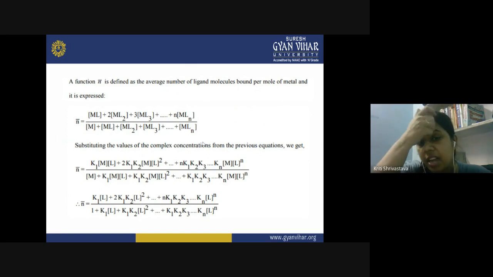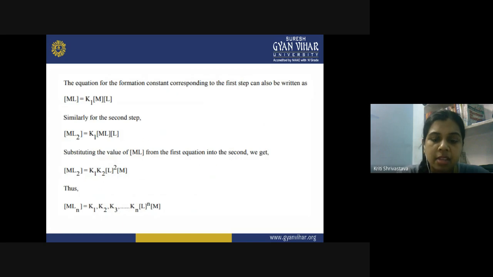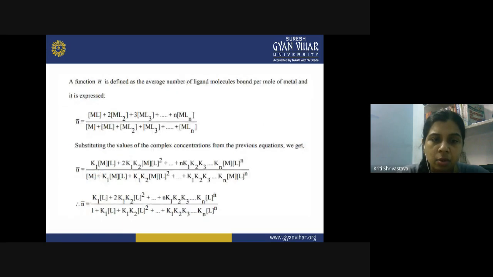Now, substituting these values, which we obtained in the previous step, we will replace all these values here in the n bar. When you solve this equation and simplify it, the [M] will cancel from the numerator and denominator, and you cancel the similar values. After performing the simplification, you will get this value of n bar, which is the average number of ligand molecules bound per mole of metal.